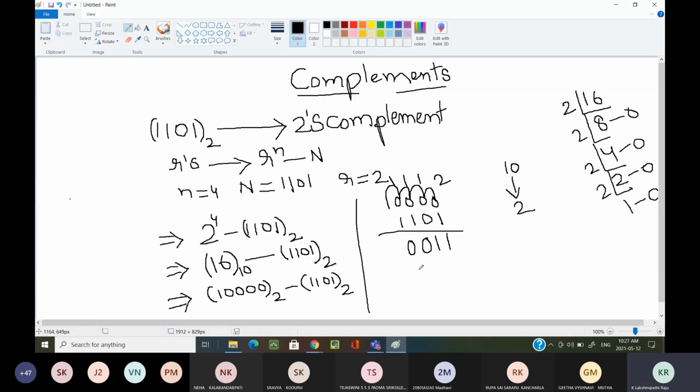Everyone, are you able to follow this procedure? Yes, sir. This is the 2's complement of the given number: 0011.